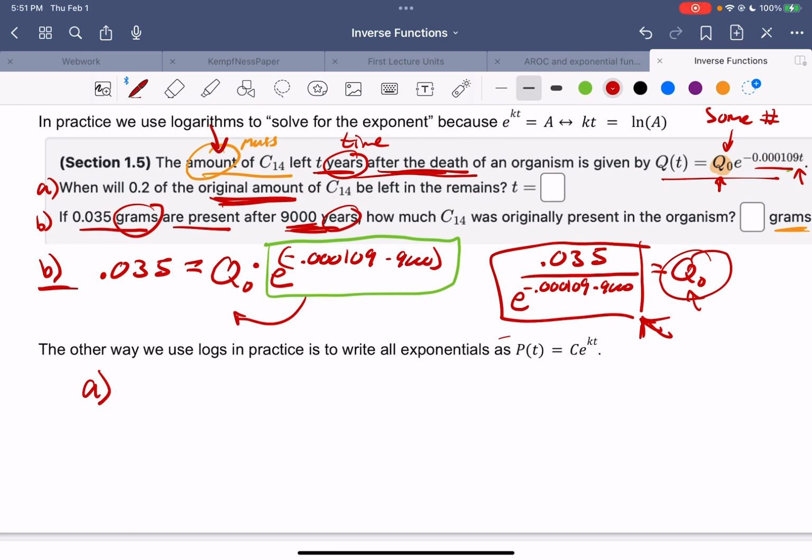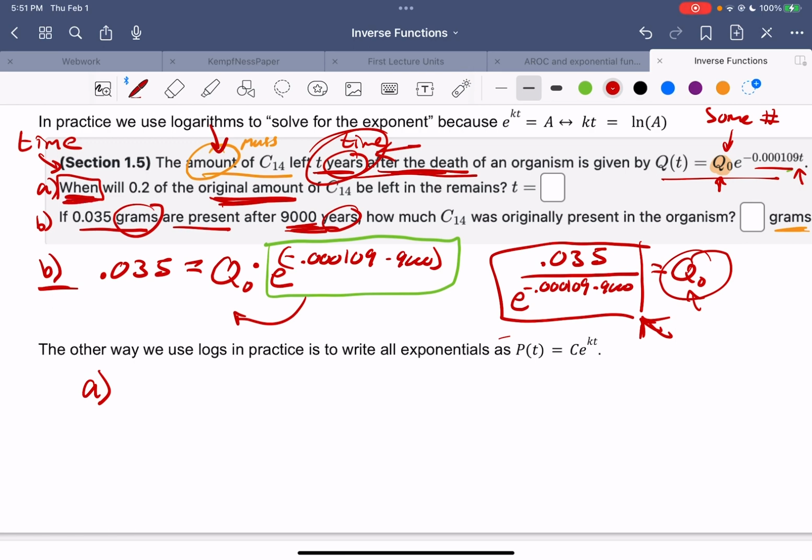So A, when, wait a second, what type of word is when? That's referring to time. So it's referring to a t value. So they're saying solve for t. That's what this word is signaling to us as a reader. If word problems are tricky for you, units can honestly really help. The word when is saying solve for t, do it.